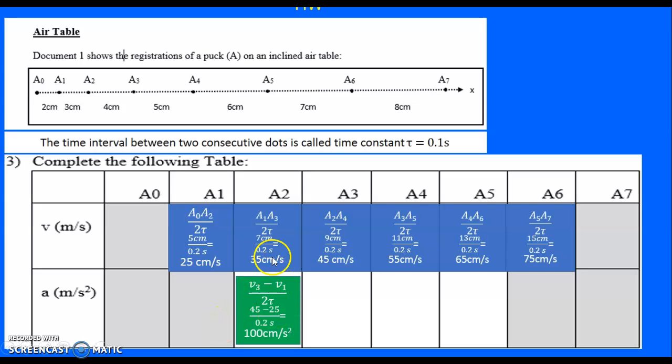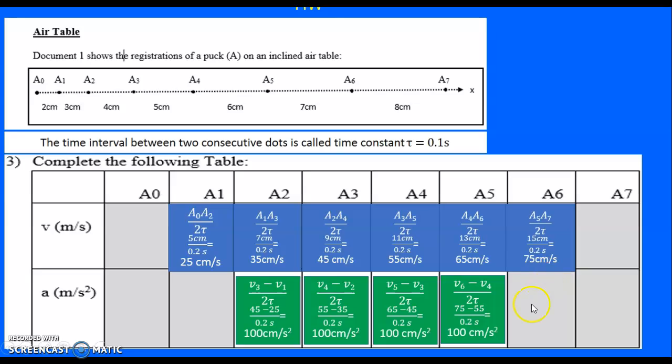Now A2 is equal to V3 minus V1 over also 2 tau, and the result is 100 centimeters per second squared. A3 is equal to V4 minus V2, before and after, over 2 tau, and so on till we reach positions 6 and 7. Similarly, if you want to calculate the acceleration at instant t equals 6, we need V7 and V5. We couldn't calculate V7 here, so that's why I cannot find A6.